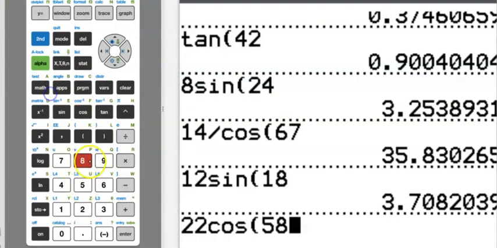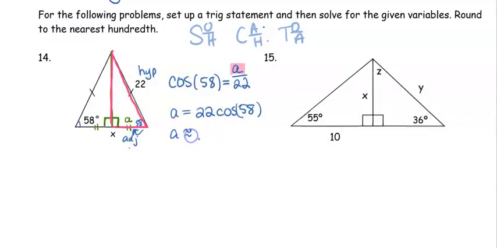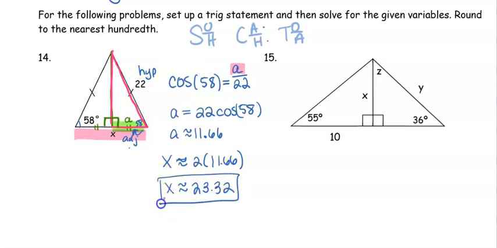22 cosine 58. We end up with 11.66. That 5 is going to round up because of the 8 next to it. So A is about 11.66. Now that A is just from here to here. My job was to find X, which is from here to here. Because the base was split evenly to find X, all I have to do is multiply that A value by 2. I'm going to double it because I have 2 of them. So X is about 23.32.